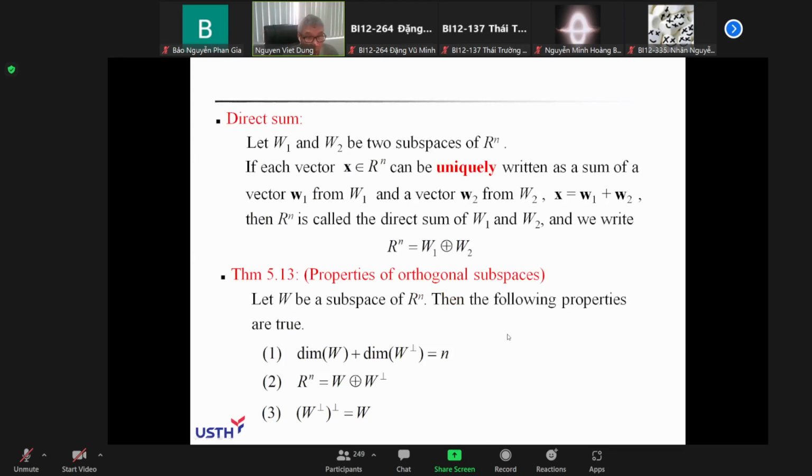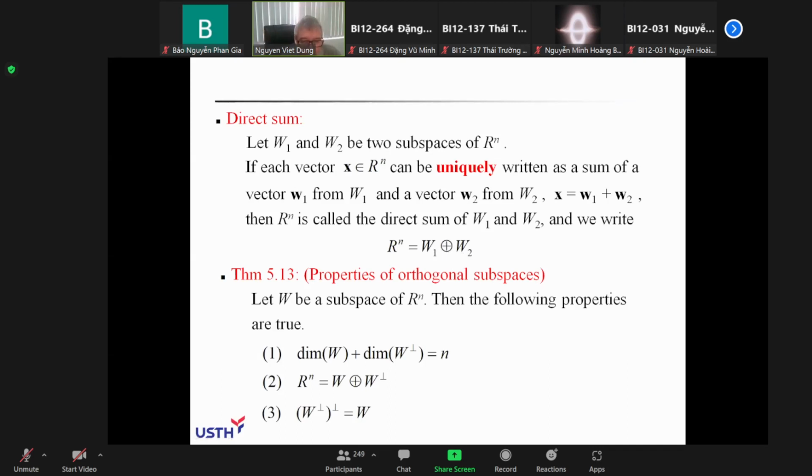And then we study what we call the direct sum. R^n will be called the direct sum of two subspaces W1, W2 if each vector x inside R^n can be written uniquely as a sum of a vector W1 inside here and W2 inside there. That is, x can be written like W1 plus W2, and that way of writing is unique. In that case, we use the notation ⊕ like that.